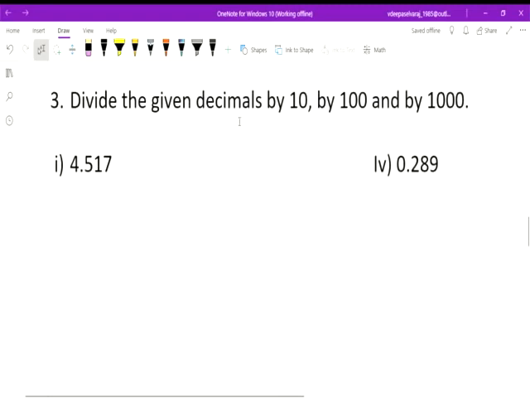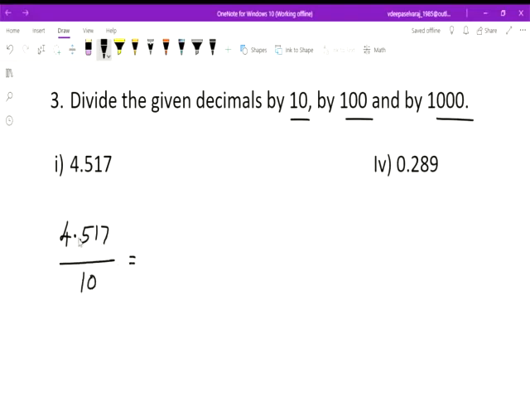Third question. Divide the given decimals by 10, 100 and 1000. Okay, children. Now we are going to divide this number with 10, 100 and 1000. First divide by 10. 4.517 divide by 10. What will happen, children? When we divide by 10, the decimal places shift one place to the left hand side. So 0.4517. You understand, children?